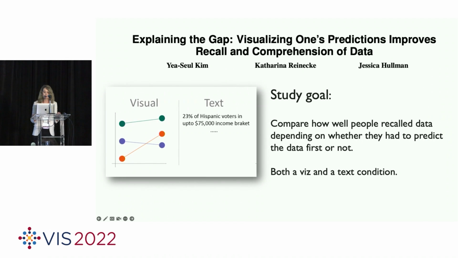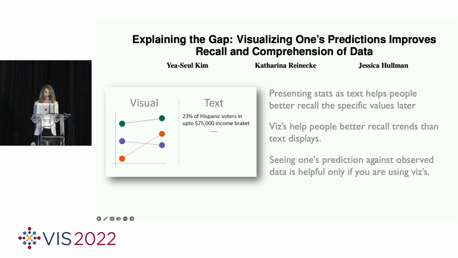Our last example is the famous Explaining the Gap paper by Kim et al. This was motivated by the New York Times Draw It work that a lot of you probably know about, and its goal was to compare how well people recalled data depending on whether or not they were made to predict that data. And this had a visual condition and a text-only condition.